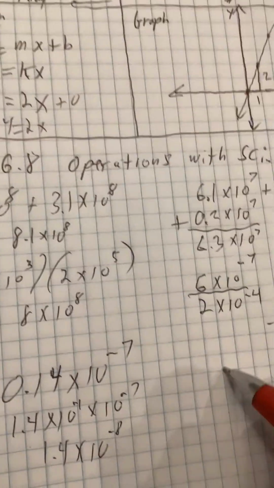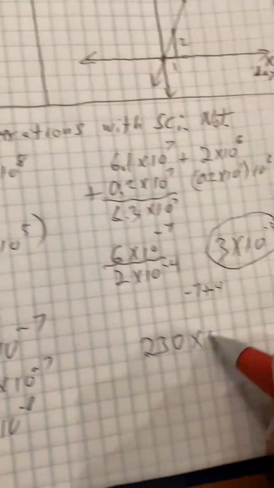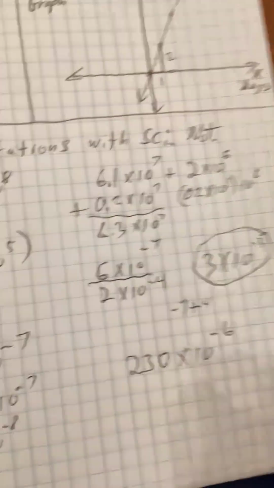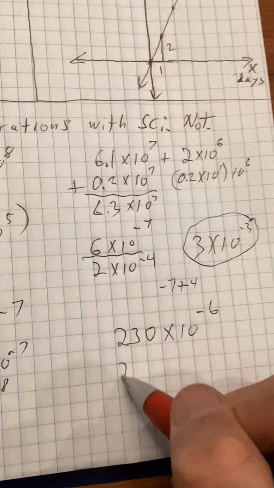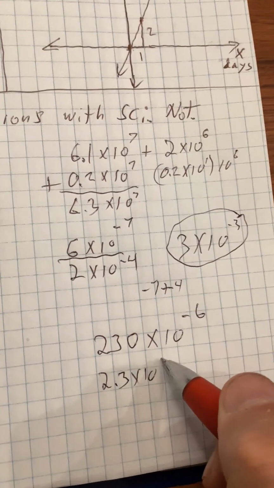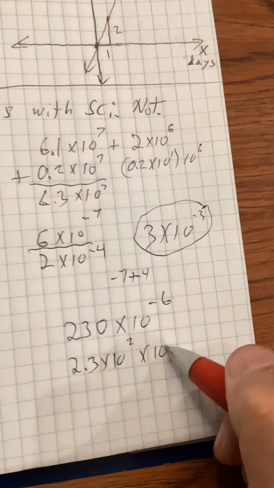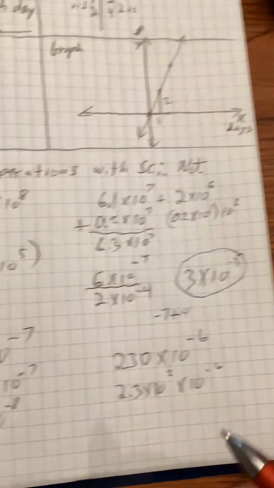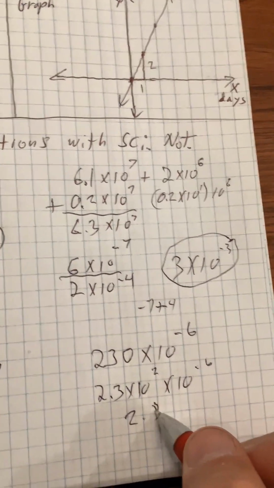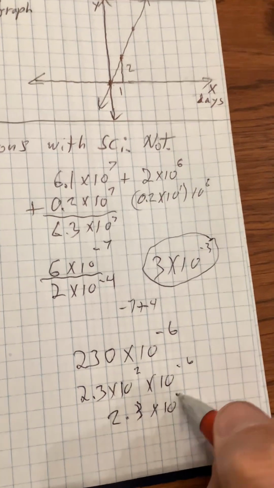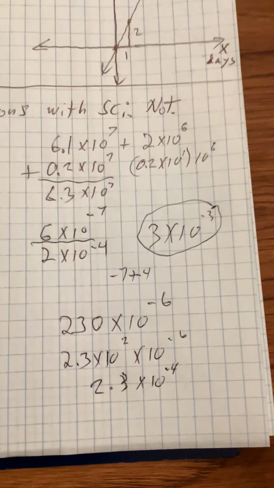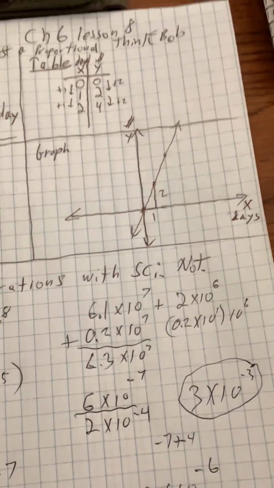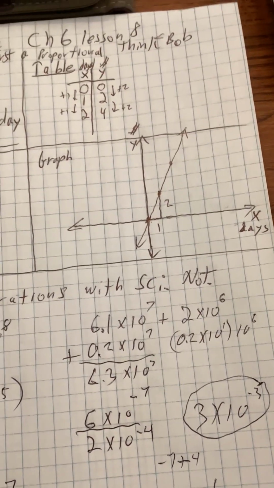Or what if you had 230 times 10 to the negative 6 as your answer? This is 2.3 times 10 to the second times 10 to the negative 6, and 2 plus negative 6 would be negative 4. So that'd just be 2.3 times 10 to the negative 4. All right, hopefully that helps. I'm going to stop there.